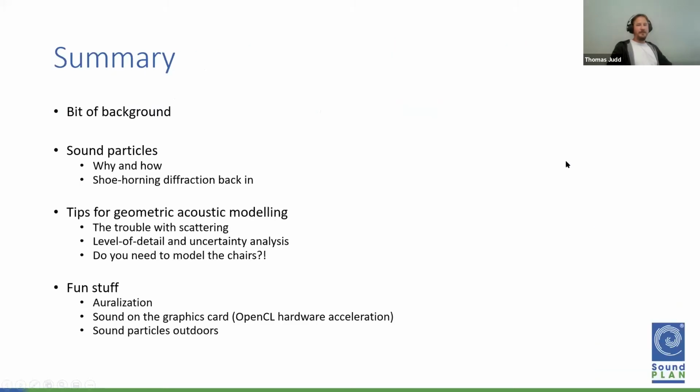In a bit more detail in terms of structure and content, I'll start by giving you a bit of background on how we came to get into the sound particle business. I always think it's easier to understand something if you know what it's for and what sort of problems it's trying to solve.